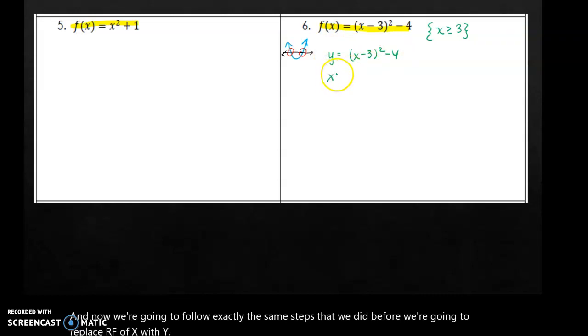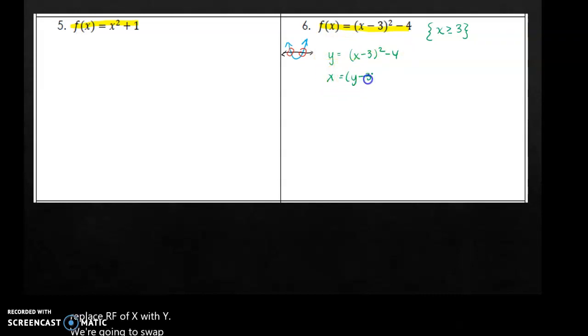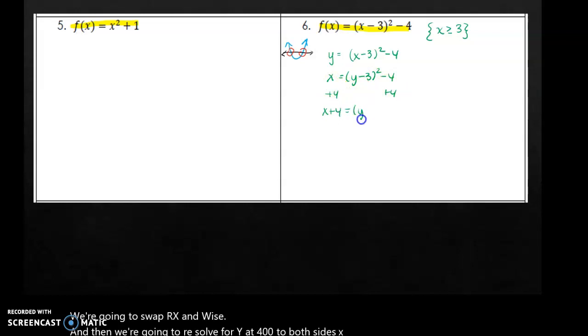We're going to swap our x and y's. And then we're going to resolve for y. So add 4 to both sides. X plus 4 equals y minus 3 squared.